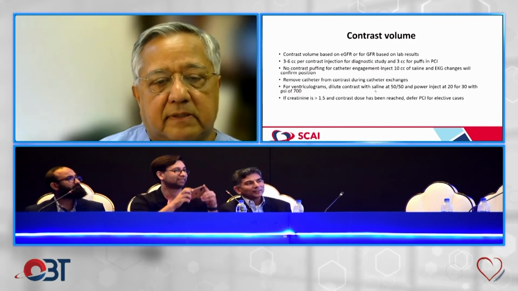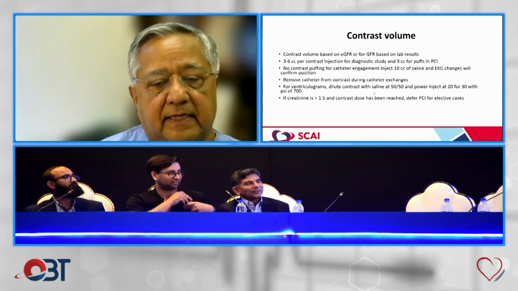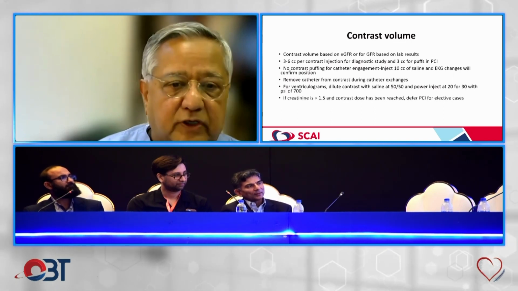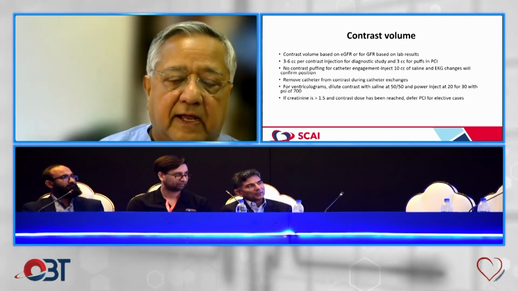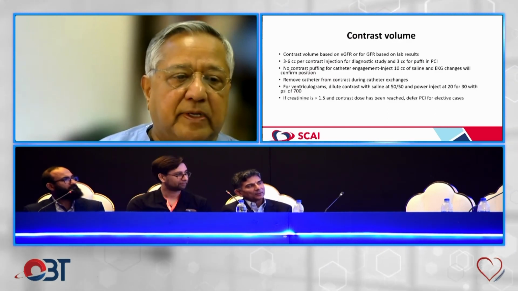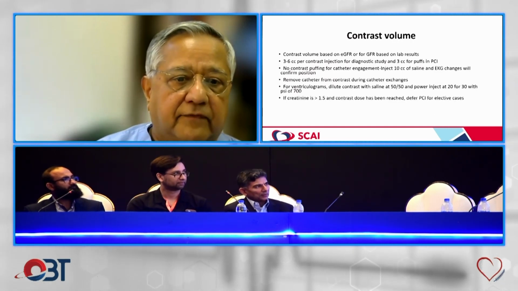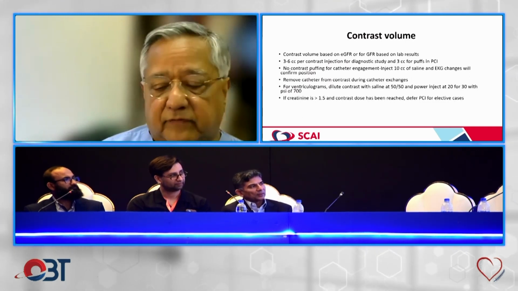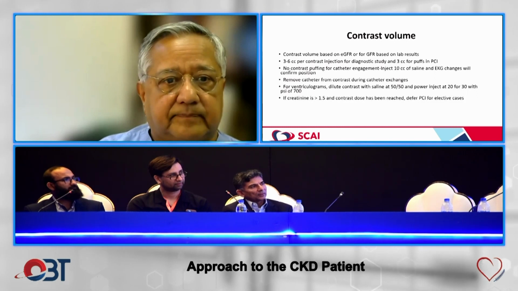For ventriculograms, if you need to do that, generally you can get a good idea of the LV function from an echo. But if you have to do it, use half dilution with saline and inject only 20 to 30 cc's with a PSI of 700. If creatinine is 1.5 and the contrast dose has been reached, you should defer PCI for elective cases.